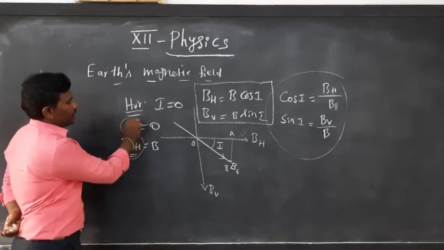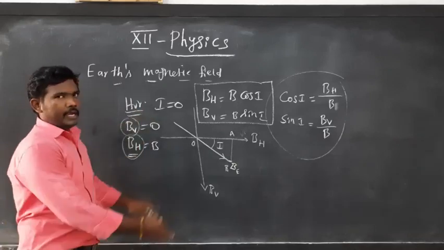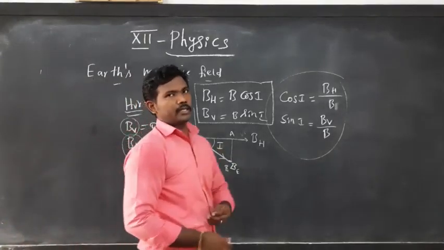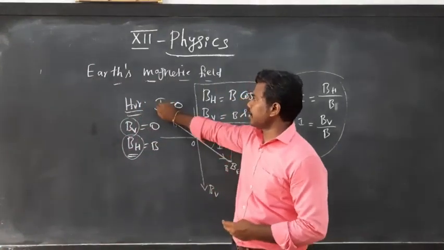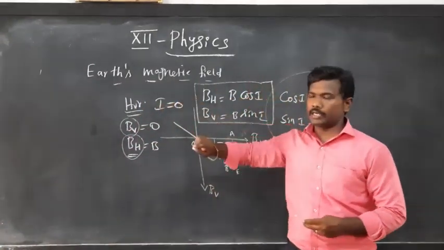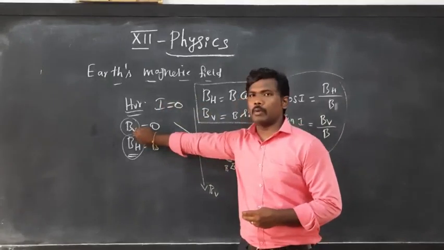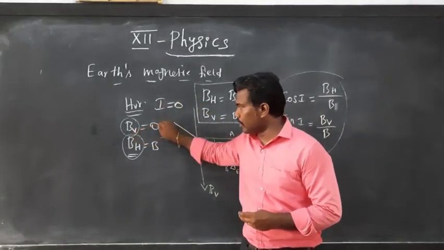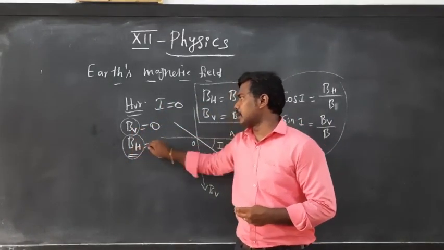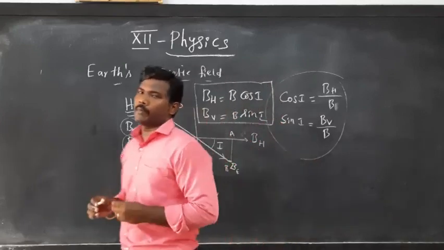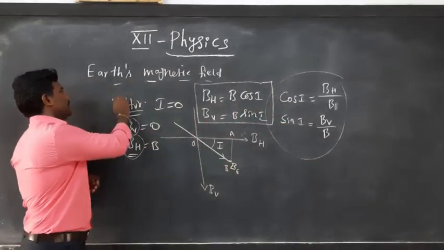So when the needle of the compass is aligned in a horizontal direction, the angle of inclination is 0, which means BV, the vertical component of the earth magnetic field, is 0, and the horizontal component of the earth magnetic field is a maximum value. This is special case 1.